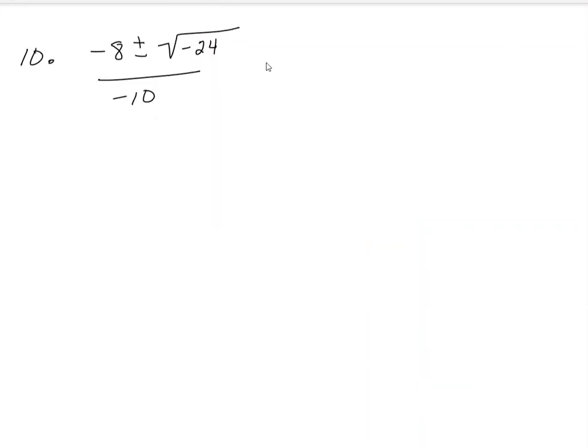Okay, with this problem, we're sort of putting everything all together. I've got a plus or minus here, so I'm saying I have two answers. And I've got square root of a negative 24, so I've got imaginary numbers. So I have negative 8 plus or minus the square root. I'm always starting with this radical over here first. And remember, I'm trying to break this up into a perfect square times another number. The biggest perfect square that goes into 24 is 4.